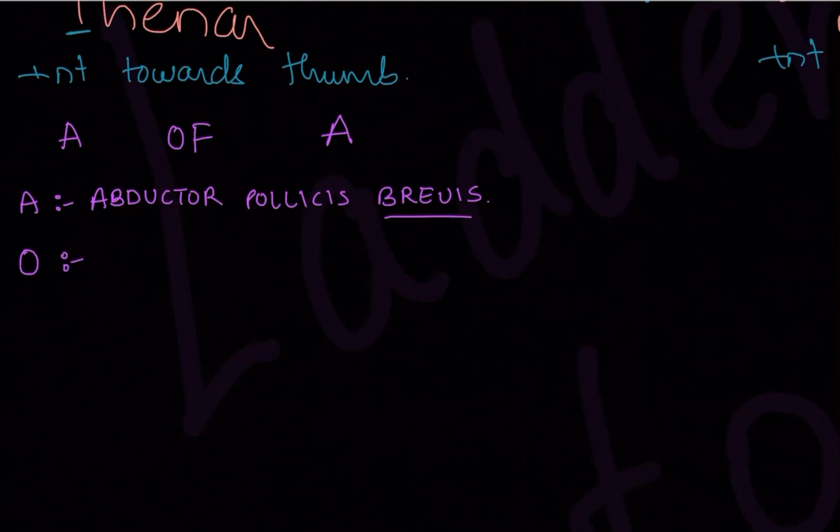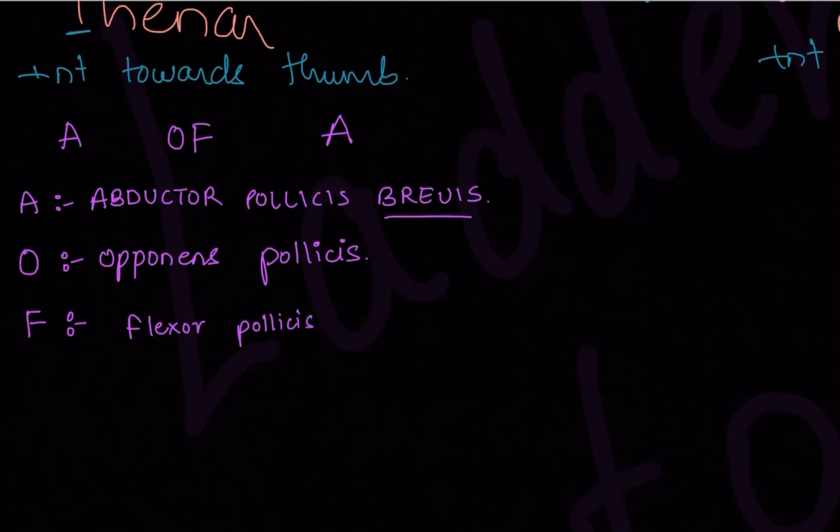O stands for opponens pollicis. F stands for flexor pollicis brevis. And A again stands for adductor pollicis. Now, how to remember this A and this A? Remember A, what comes after A? B, right? So abductor should come in the beginning and adductor at the last.